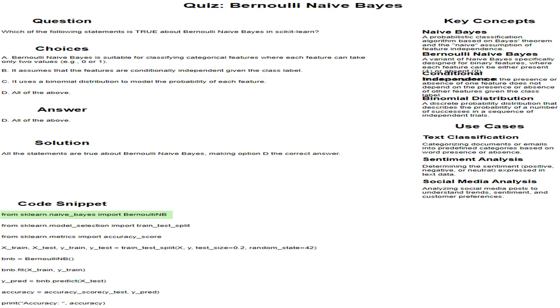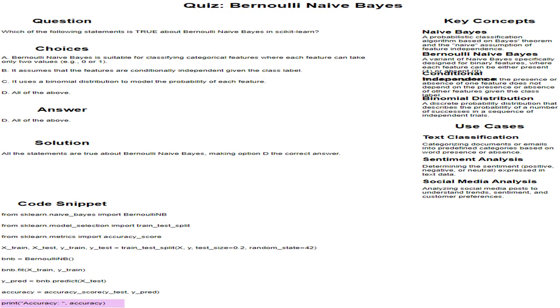Discussions. from sklearn.naive_bayes import BernoulliNB. from sklearn.model_selection import train_test_split. from sklearn.metrics import accuracy_score. X_train, X_test, y_train, y_test = train_test_split(X, y, test_size=0.2, random_state=42). bnb = BernoulliNB(). bnb.fit(X_train, y_train). y_pred = bnb.predict(X_test). accuracy_score(y_test, y_pred). Print accuracy.